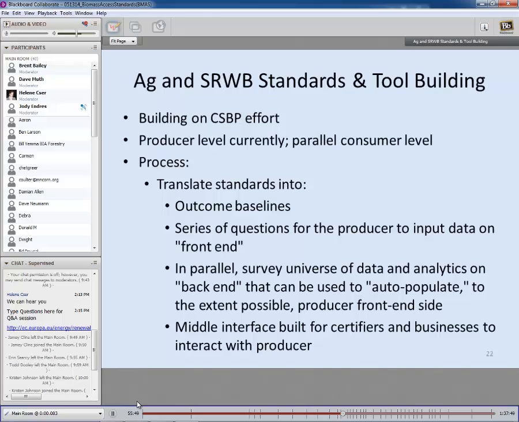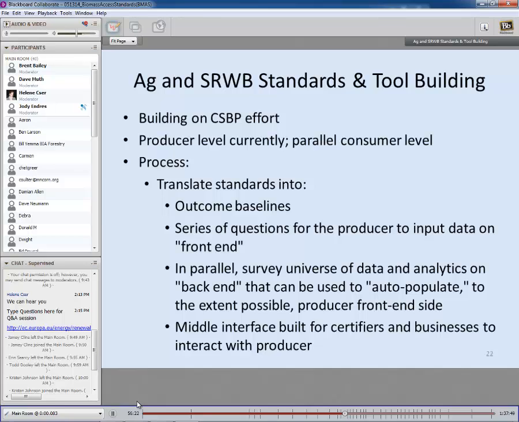So we have a standard at the producer level. We'd like in parallel to do a consumer level. That would be the biorefinery or shed level standard. And the process that we're going through, and have been going through the last year, is one where we translate those narrative standards into, where we can, outcome-based or numeric-based baselines. Then we have to translate that into a series of questions for the producer, or the consumer in a consumer standard, to input data on what we call the front end.